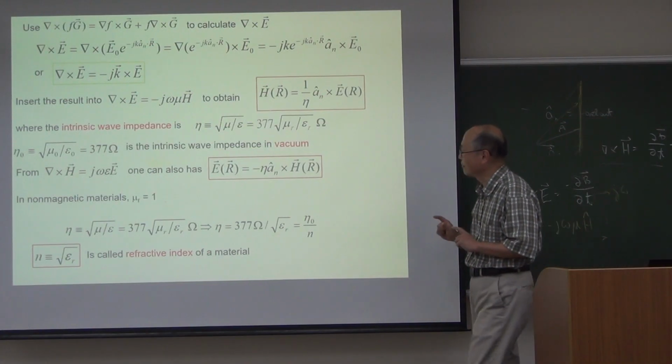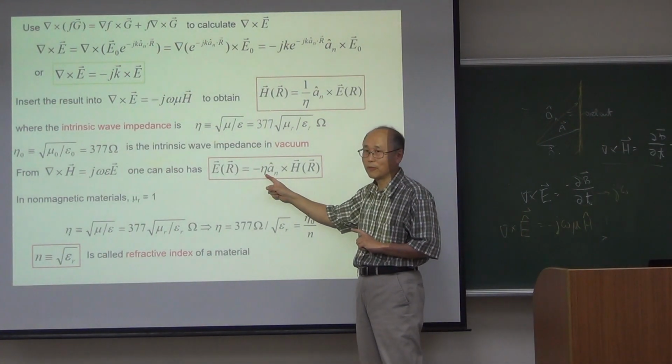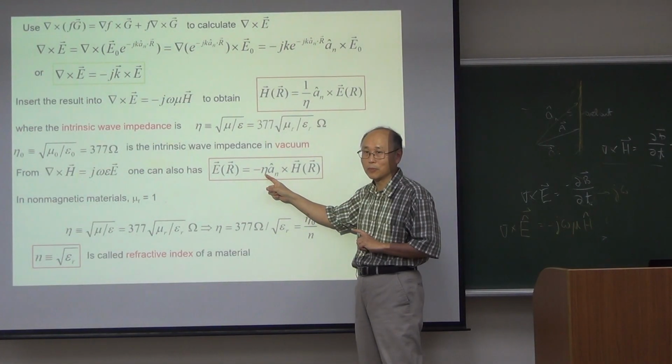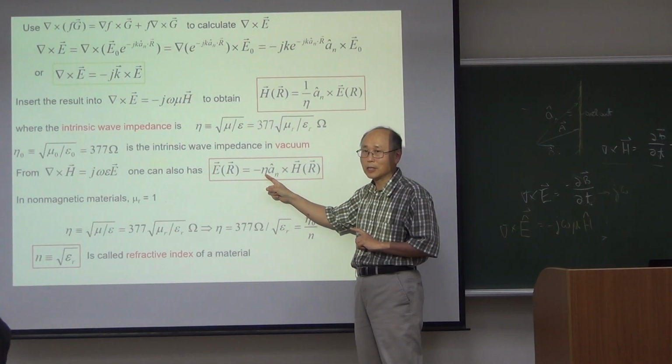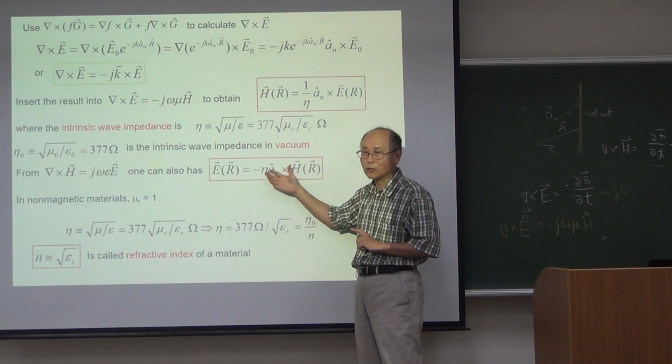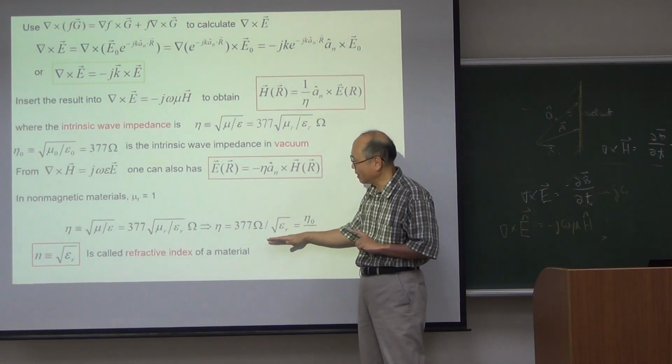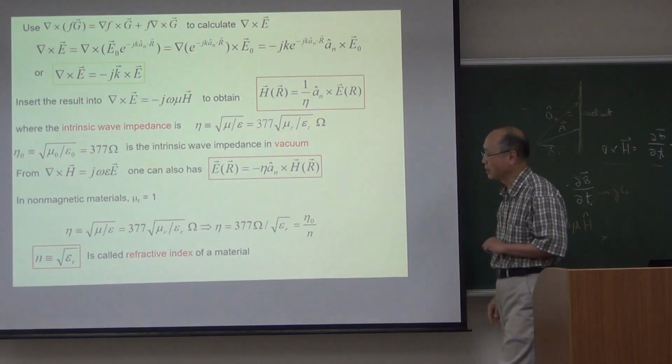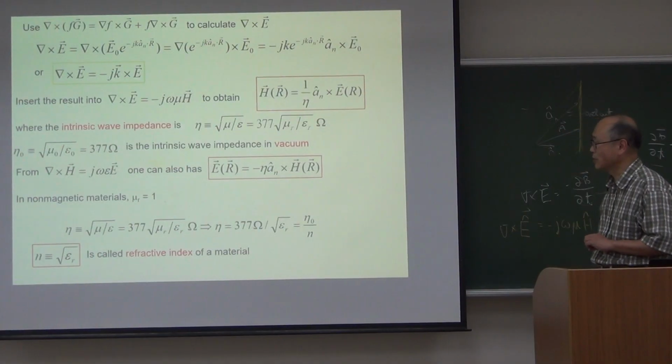And magically, there's a prefactor in front of it. That is very important. Okay. So basically, this eta is the ratio of electric field to magnetic field, and this number in vacuum is 377.